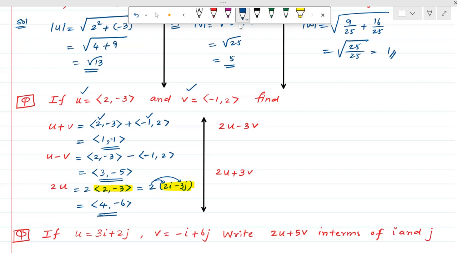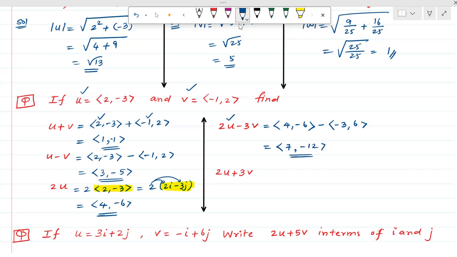Now here, first you have to multiply, then add, right? So first I multiply 2 by u. So it is 4 comma minus 6. Then minus 3 I have to multiply with the v vector, minus 3 comma 6. Now when you add these two vectors, it is what? 4 minus of minus 3 is 7 comma, then minus 6 plus 12.